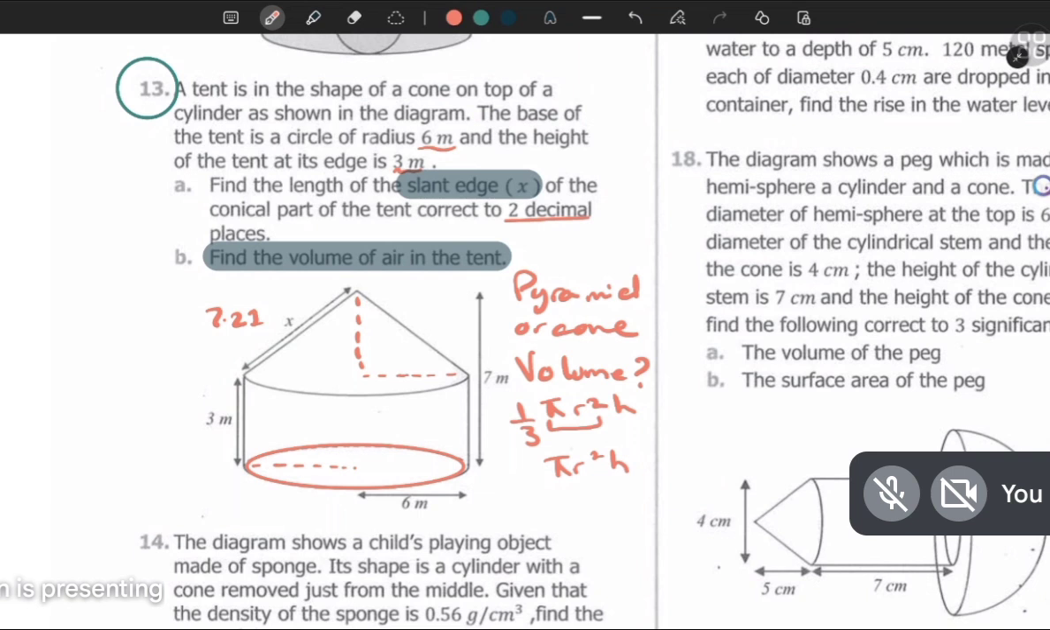So I got 490.2. Yes, 490.1 will come. Okay, 490 approximately, right? 490.1 or 490.